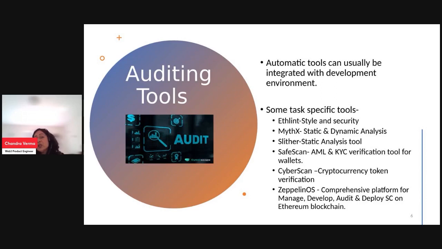Another one is called Japanese, that is very popular. But it's not just a tool; it is a comprehensive platform. It does everything. It manages, develops, audits, and deploys smart contracts on the Ethereum blockchain. So these tools are very versatile and very easy to use.